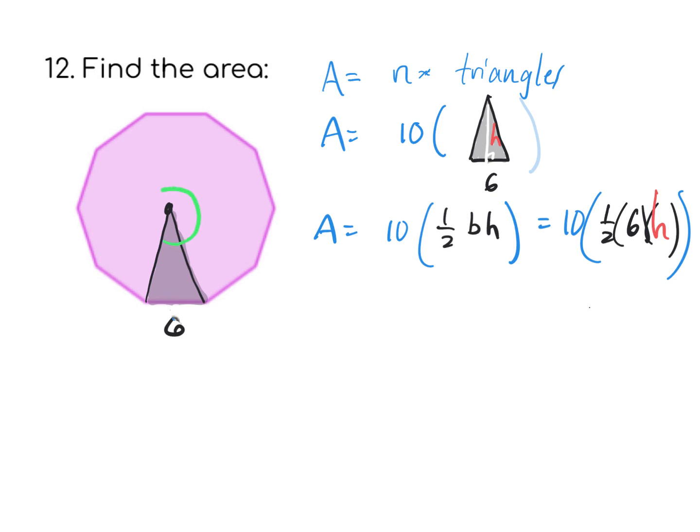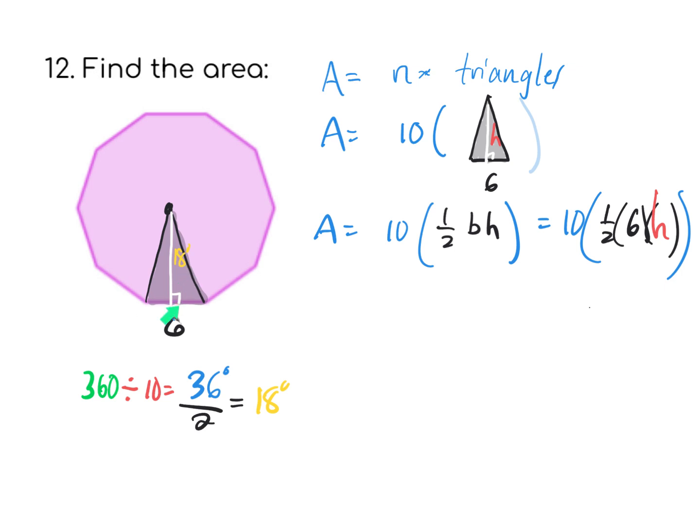So we consider this full revolution of 360 degrees, and we divide it by n, which is 10, because there's 10 sides, 10 of these angles. We divide it by 10 to find the measure of this central angle, which is 36 degrees. However, we need the height of this triangle, so that height will be a segment which divides the 36 degrees into 2 equal 18-degree angles.